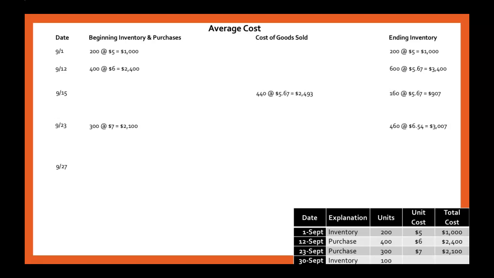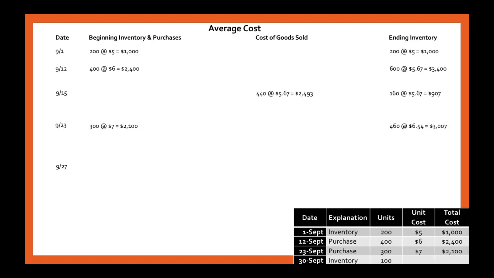Now we can find our weighted average unit cost. This is when you take the total value of your inventory and divide it by your total number of units. So we take 3,007 divided by 460. So 3,007 divided by 460 gets you $6.54. And again, we can check ourselves. It has to be between 5.67 and 7. And we are. So we may not be correct, but we at least know that we are in the right ballpark.